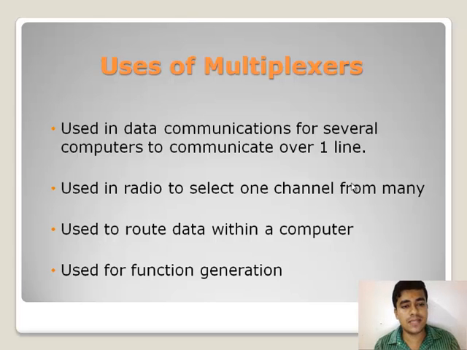These are the uses of a multiplexer. It is used in data communication for several computers to communicate over one line. Even in bus topology or other topologies, several computer systems communicate with one master computer system over one single line. For that, in single-way communication, this type of multiplexer is used. It is also used in radio to select one channel from many. Then it is used to route data within a computer and used for function in the network.